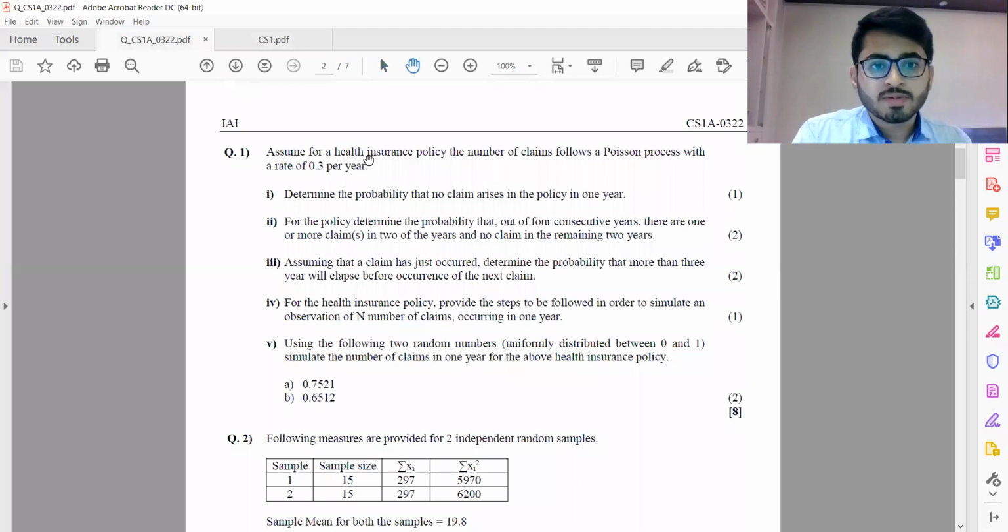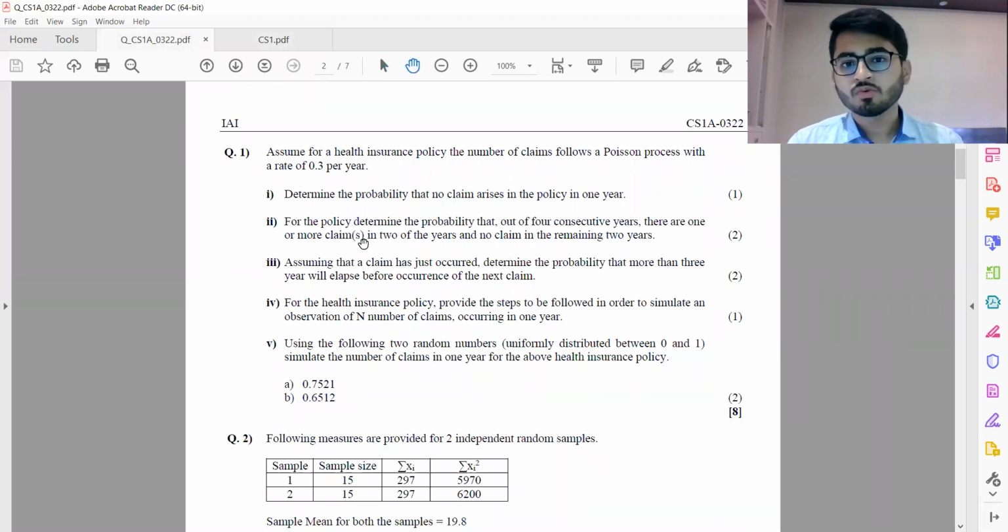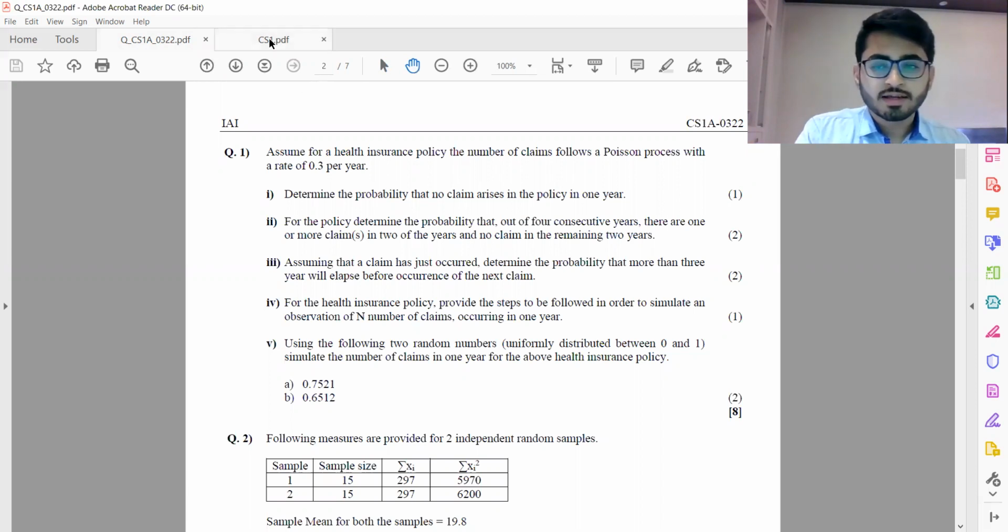The second part is asking about the next 4 years, with one or more claims in two of the years and no claim in the remaining 2 years. So 4 years are there. In 2 years we would have no claims, and in the other 2 years we would have one or more claims. There are multiple ways to do this.